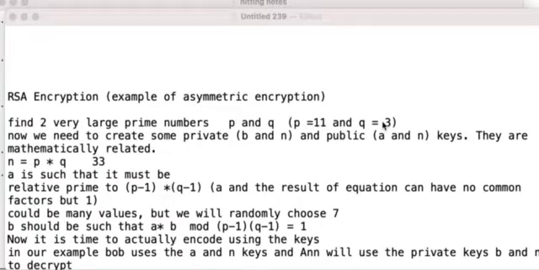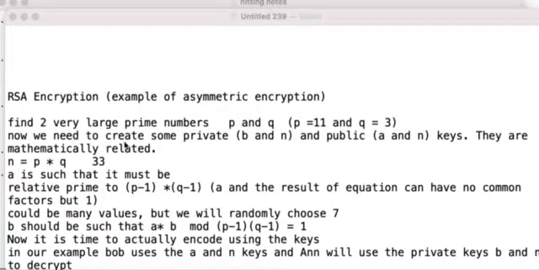In the real world, these numbers would be maybe 300 columns wide. They would be very, very large. But for us to teach the concept, we're going to use something simple. P is 11 and Q is 3.